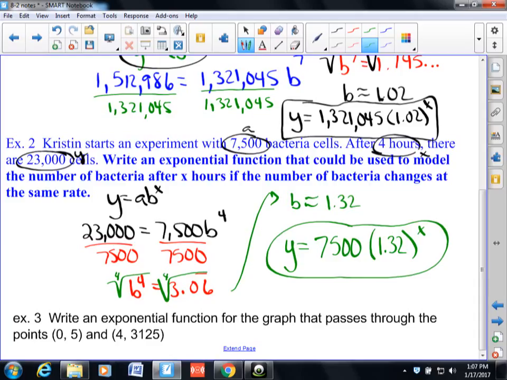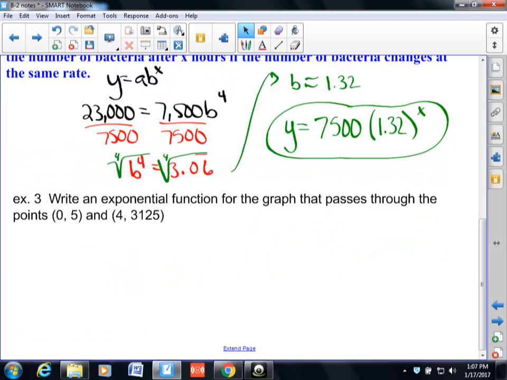Now, example 3. Example 3, instead of being put into a story problem, you're just given 2 ordered pairs. So who knows? This could be population, this could be employees, this could be cells dividing in a petri dish. This could be a strep test. We have no idea. But again, if you know all the pieces and parts, because this is 0, this has to be our initial value right there. So there's our A. And then this is going to be our X, because that will be how much time has passed. And then this will be our Y. That will be our end value.